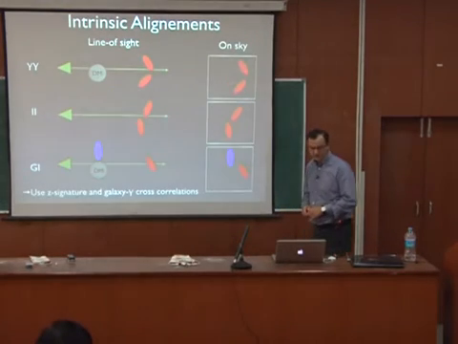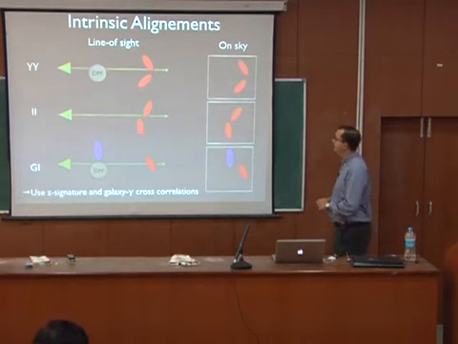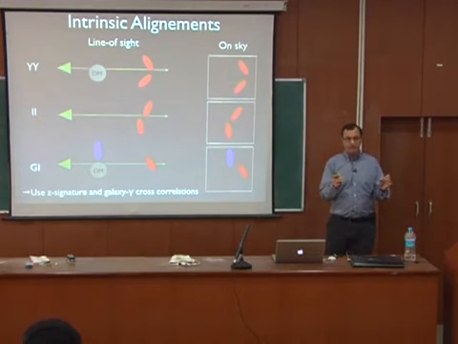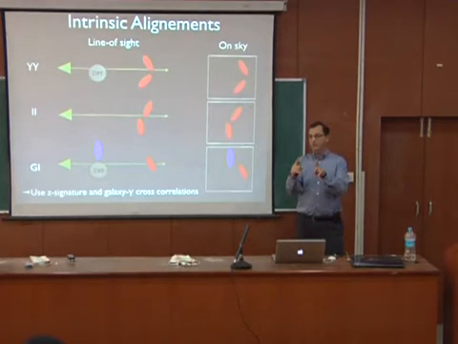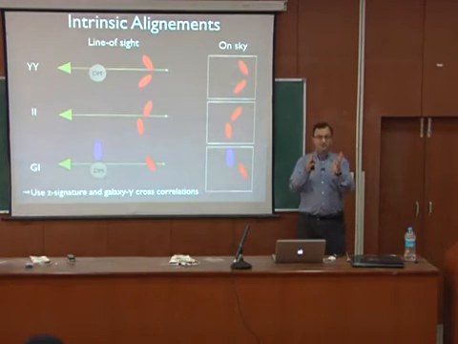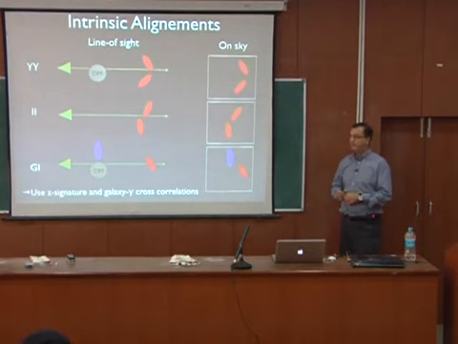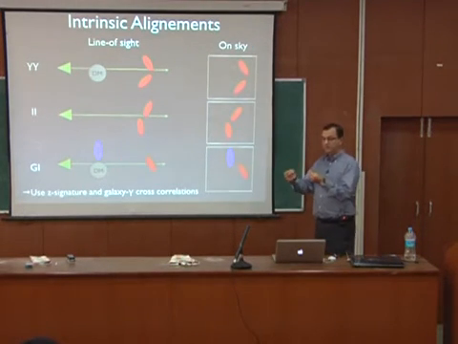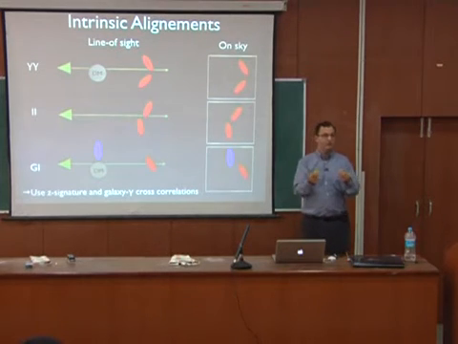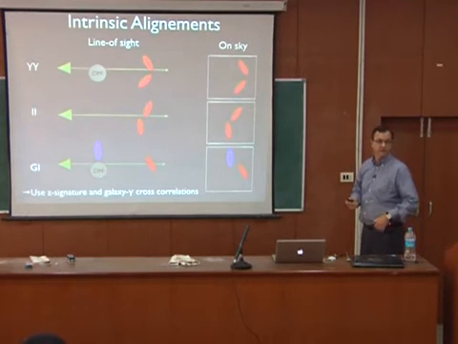Another systematic is called intrinsic alignments. Until now, we've assumed that in the absence of lensing, the galaxies are randomly oriented, and that any correlations in the shapes of the galaxies, or any statistical alignment of the galaxies, are produced by lensing. It turns out that's a very good approximation, but it's not quite right. Galaxies can also have some intrinsic alignments, so they can be intrinsically correlated. Their shapes can be intrinsically correlated just because of astrophysics, and that needs to be taken into account and corrected.